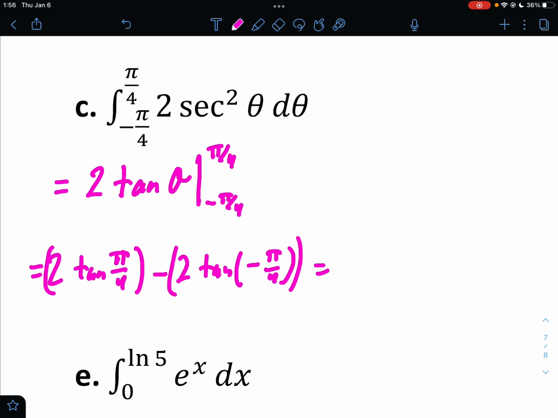The tangent of pi over 4 is 1, so that's 2 times 1, minus the tangent of negative pi over 4 is negative 1, so 2 times negative 1. And we end up with 2 plus 2, which is 4.